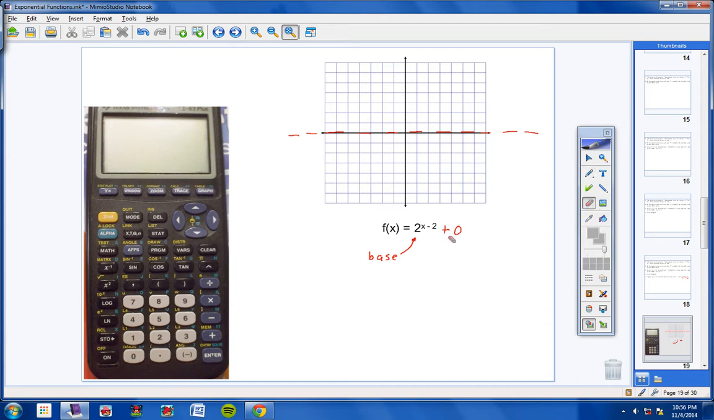Now let's continue on. So step 1 is done. We found the horizontal asymptote and we put it on the graph. Okay, now step 2 says to take your exponent and set it equal to 0 and solve.